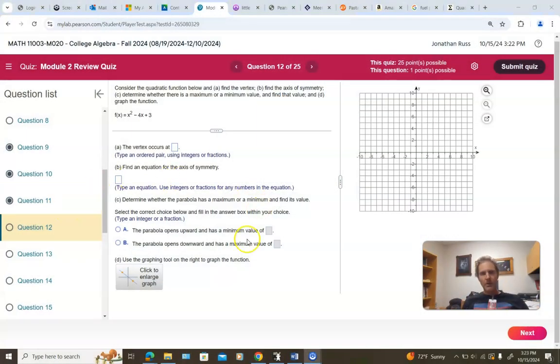Okay, sorry about that. My computer freezes up occasionally.